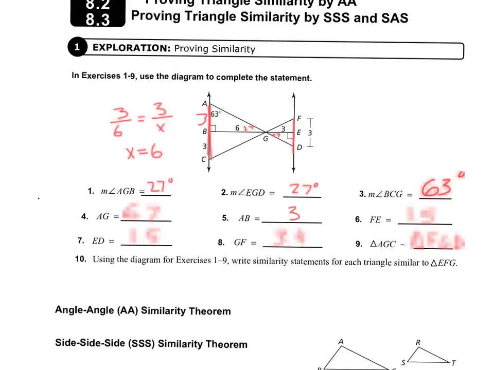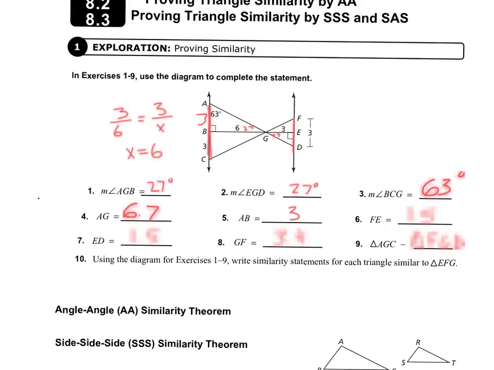AG, I can use the Pythagorean theorem for. I know one leg is 3, one leg is 6. What's the hypotenuse there? For AG, please. What is it? 6.7. We all in agreement? Okay.